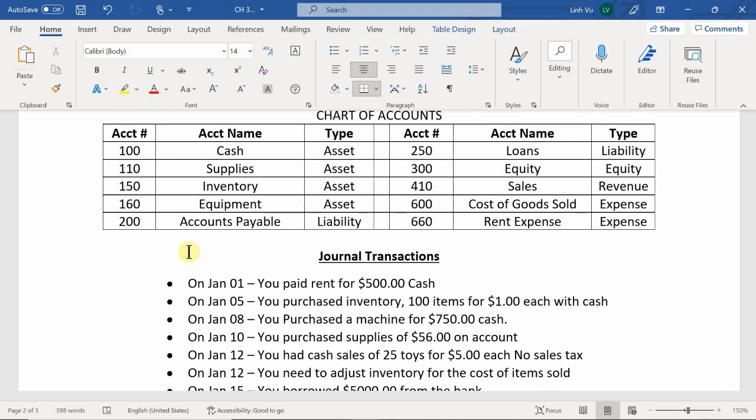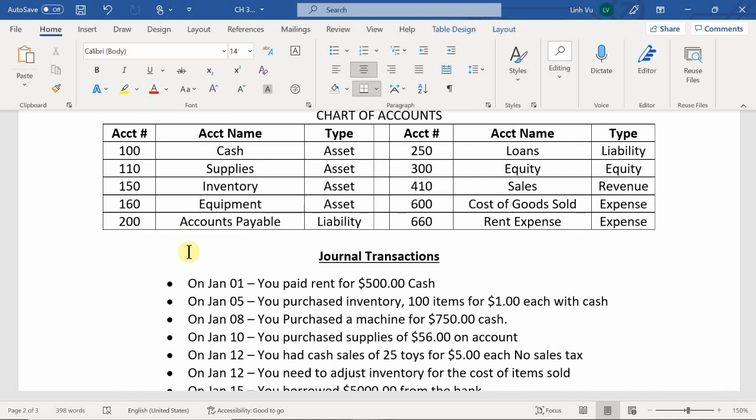The key word here is I had cash sales. So that means when I sold something, I received cash. So therefore, it's going to affect my cash account. Now let's understand this. Did I increase my cash flow or did I decrease my cash flow? Increased. You increased it. And how do you increase an asset? With a debit.